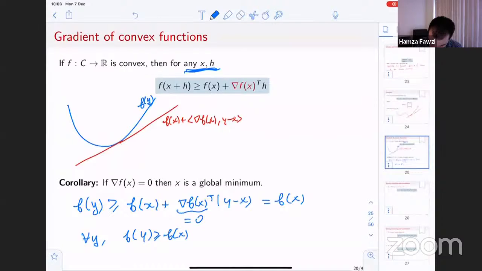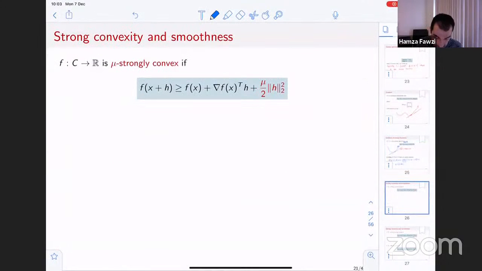So now, very often, when we deal with convex functions, we will sometimes need a little bit more. We will need something called strong convexity, which is a strengthening of this inequality that we see here. Strong convexity essentially tells you that f of x plus h is not only bigger than f of x plus the gradient of f of x transpose h, but you also have a certain quadratic term in h.